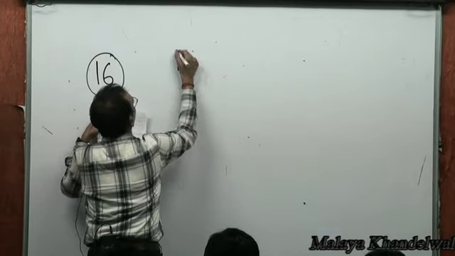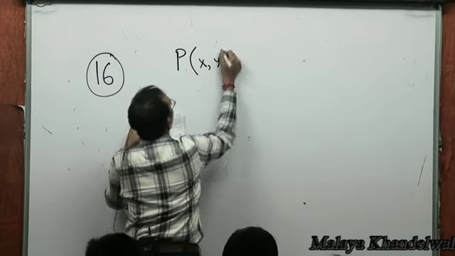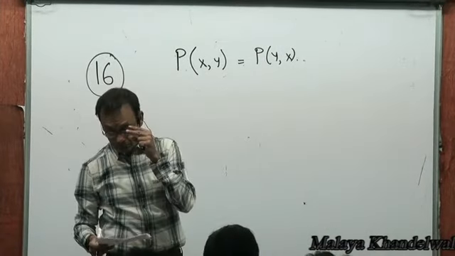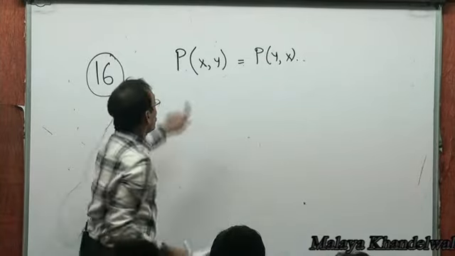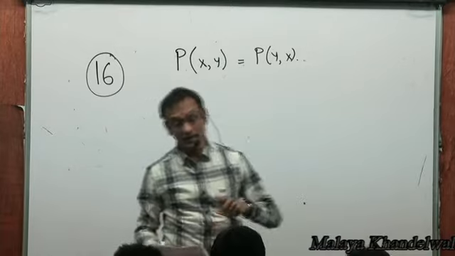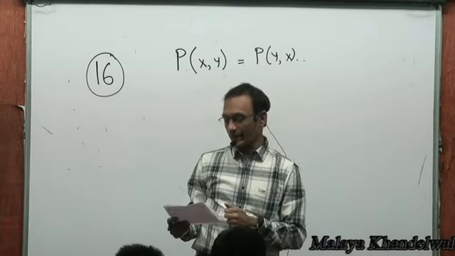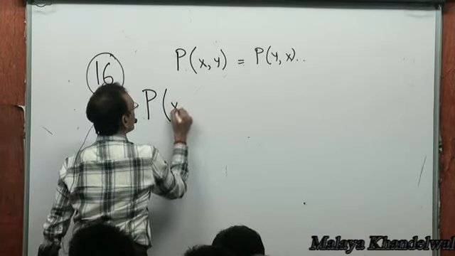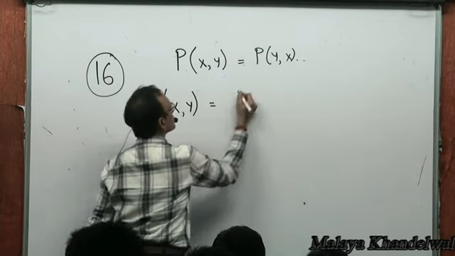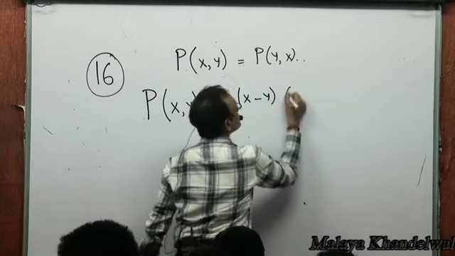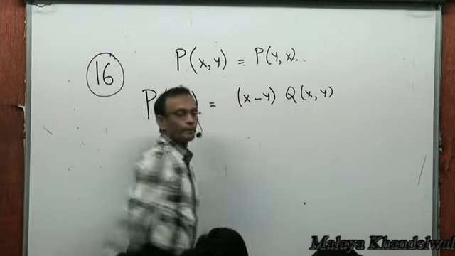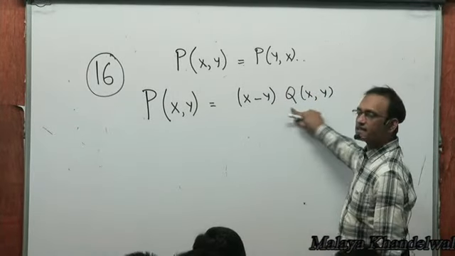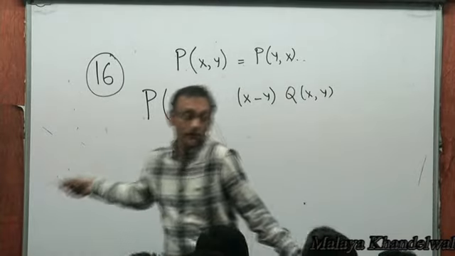Now we have a symmetric polynomial p. P(x,y) is P(y,x). This is a symmetric polynomial. That's given. And x minus y is a factor of P(x,y), which means if I factorize P(x,y), I could have written this as x minus y times some polynomial q(x,y). Yes or no? P(x,y) could have been written as (x minus y) times q(x,y). Clear?